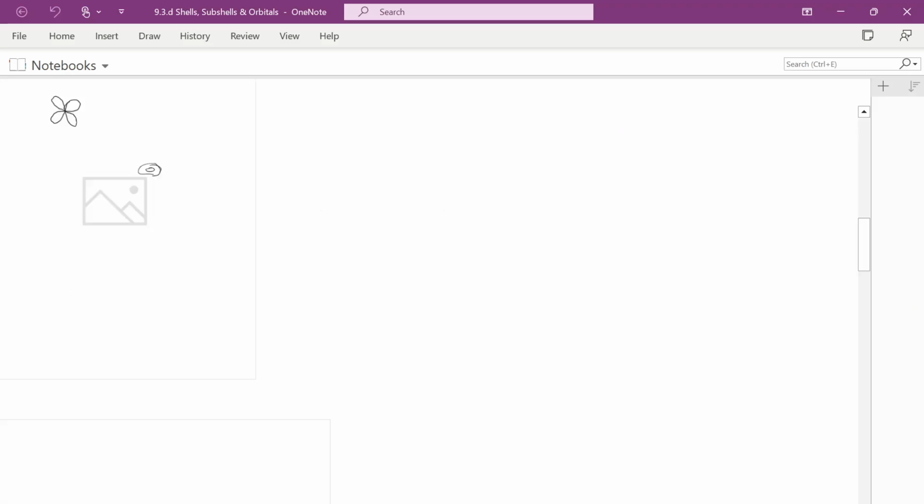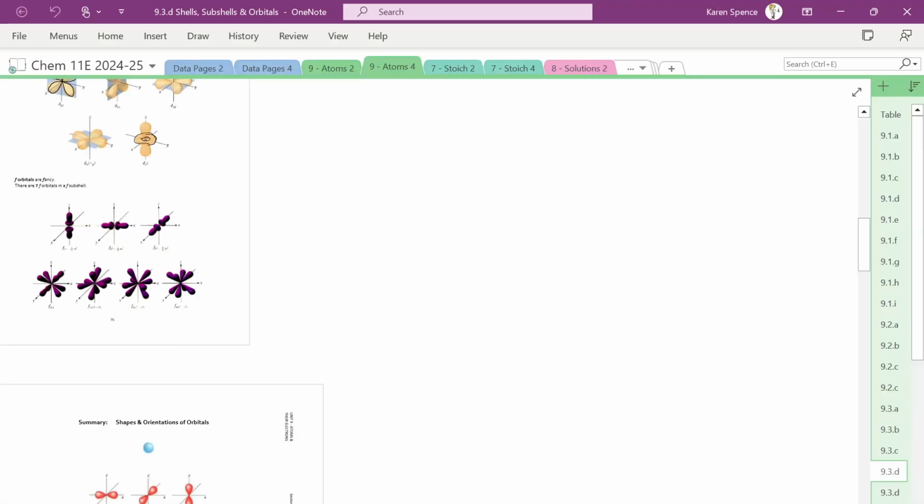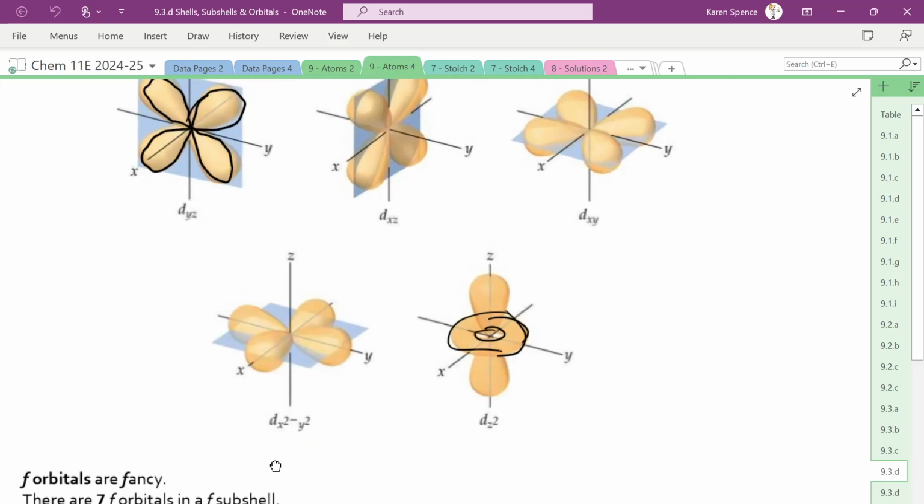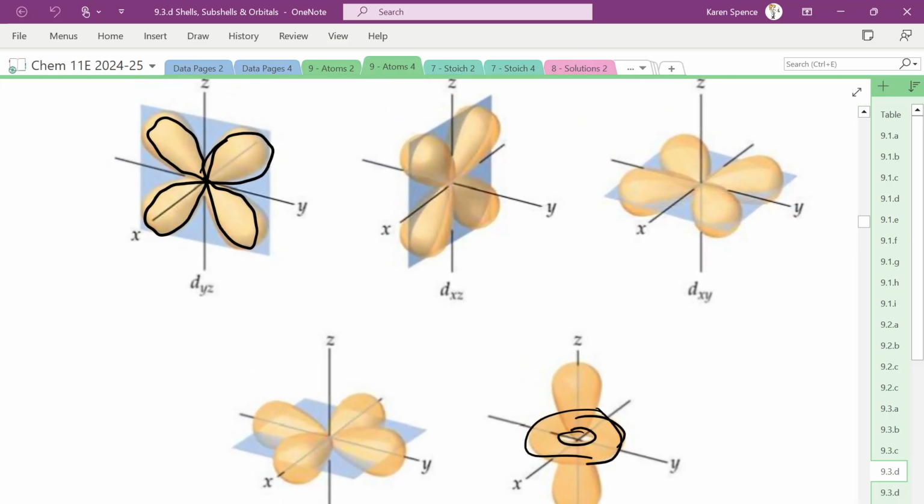Yes. The square is just there to show the plane. Yeah, the square is just showing the plane. Okay, so it's showing you the XY plane, the YZ plane. So we have YZ, we have XZ, we have XY. You don't need to be able to name those. Okay, you just need to know that there are 5 d orbitals and they all have the same energy. Yes, and they don't show up until energy level 3.